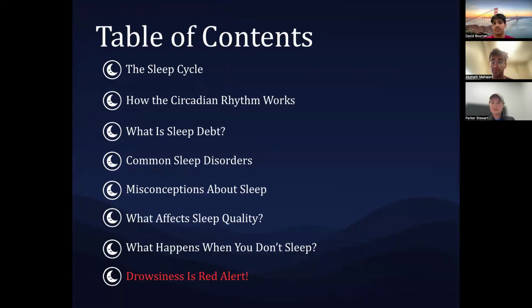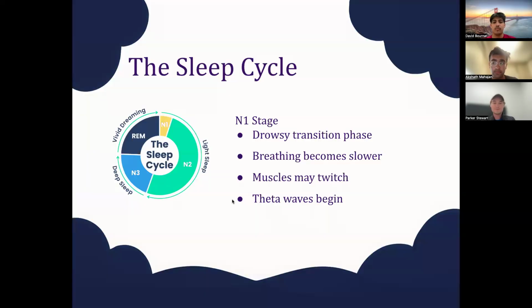So here's what we'll cover today. We'll start by explaining how sleep actually works, the different stages, and how our internal body clock keeps us on schedule. Then we'll dive into how sleep debt builds up, some sleep disorders, and major myths people believe about sleep. We'll also explain what affects sleep quality, what happens when you don't get enough sleep, and why our class motto, drowsiness is red alert, really matters.